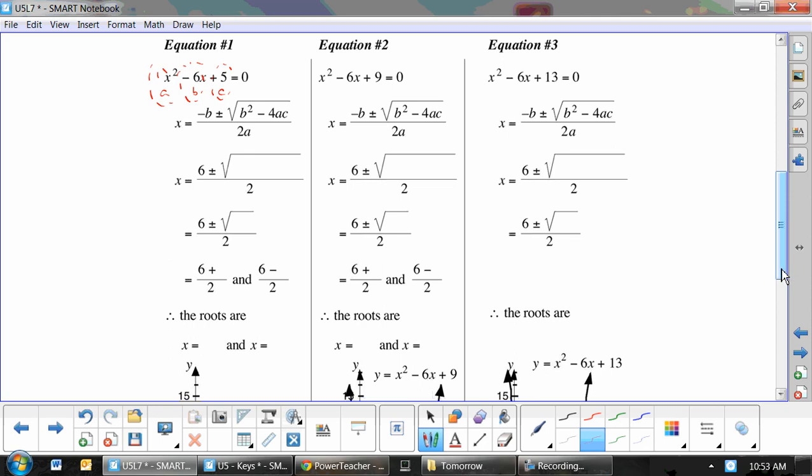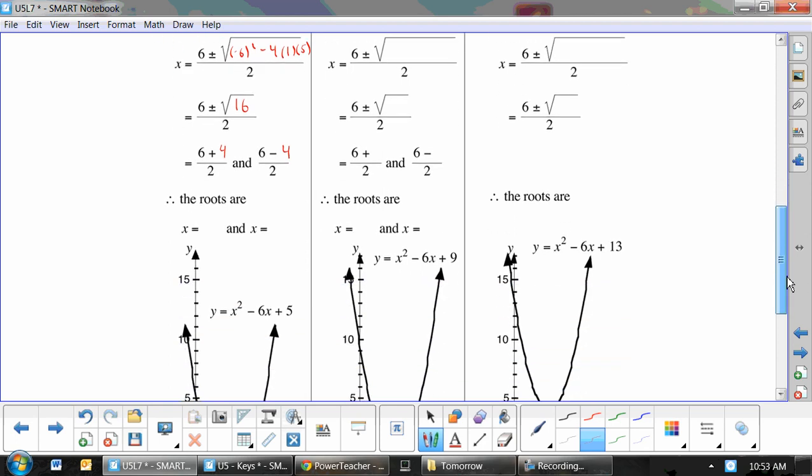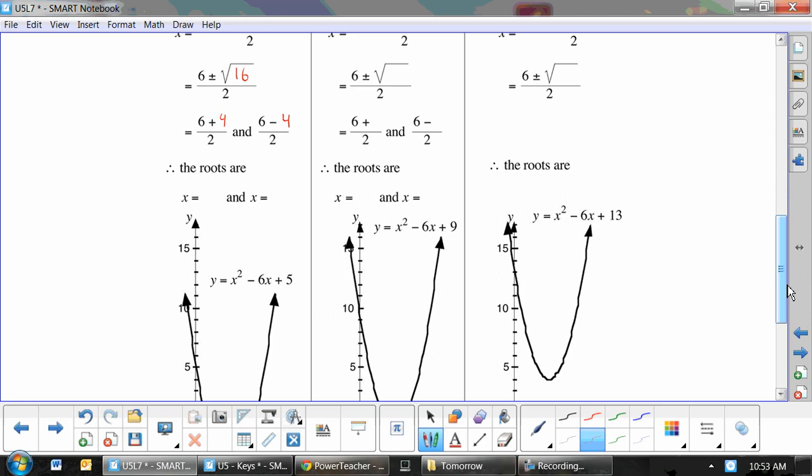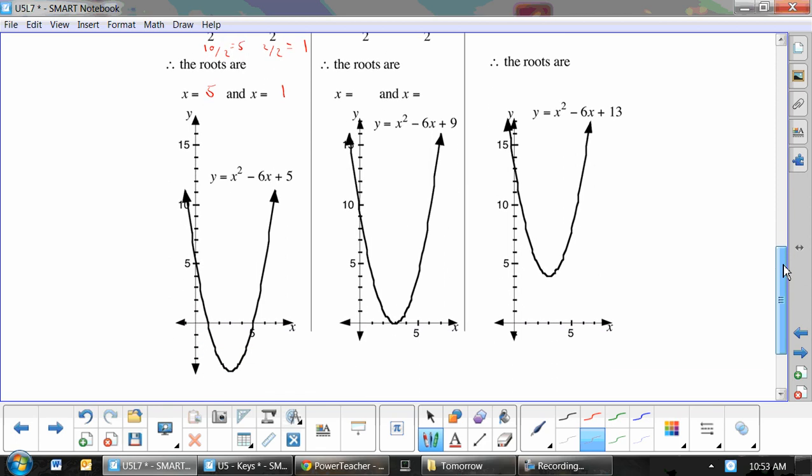So we go, okay, b squared, negative 6 squared, minus 4 times 1 times 5. And we know that that gives us 16 under here, which gives us 6 plus 4 over 2, 6 minus 4 over 2. And so our roots are 10 over 2, which is 5, and 2 over 2, which is 1. So we can say our roots are 5 and 1. And look, there they are on the graph as well.